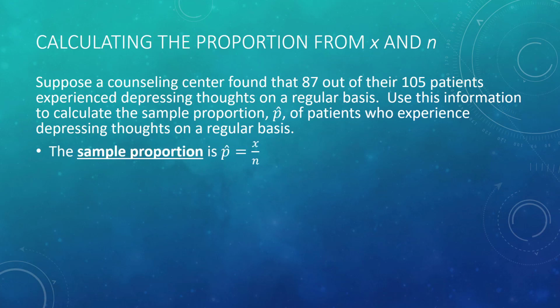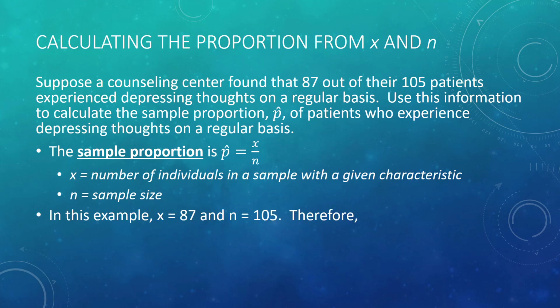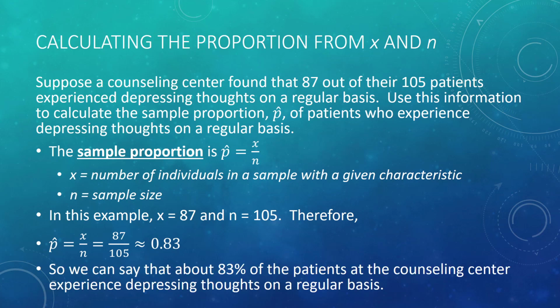So the sample proportion p hat is x over n. Remember, x is the number of individuals in a sample with a given characteristic, and n is the sample size. In our case, the number of individuals who experience depressing thoughts on a regular basis is 87, and n, the total sample size, is 105. So that means the sample proportion is 87 over 105, or about 0.83 or 83%. So we can say that about 83% of the patients at the counseling center experience depressing thoughts on a regular basis.